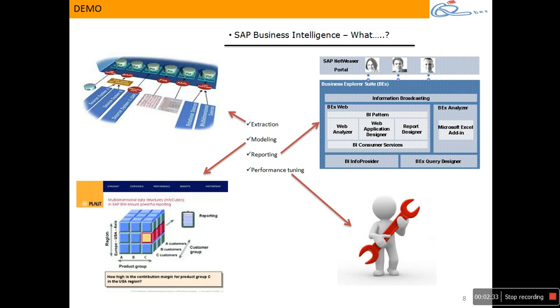And then reporting. BW also has its own reporting components called BEx, Business Explorer, which has Query Designer, Analyzer, WAD, all this. And now you might have heard about something called SAP Business Objects, right? With Business Objects, there is no reporting in BW, and so on. Okay, that is not the way.